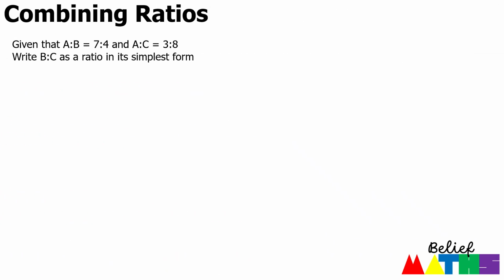Now combining ratios is another skill. So you're given A to B, you're given A to C, and there should be some level of commonality between those ratios. At least one of the letters should match. So we're going to write this as a single ratio, A to B to C. Now what I do is I stack these underneath each other. So A to B is 7 to 4, and A to C is 3 to 8. And I've got some gaps there, but that's fine.